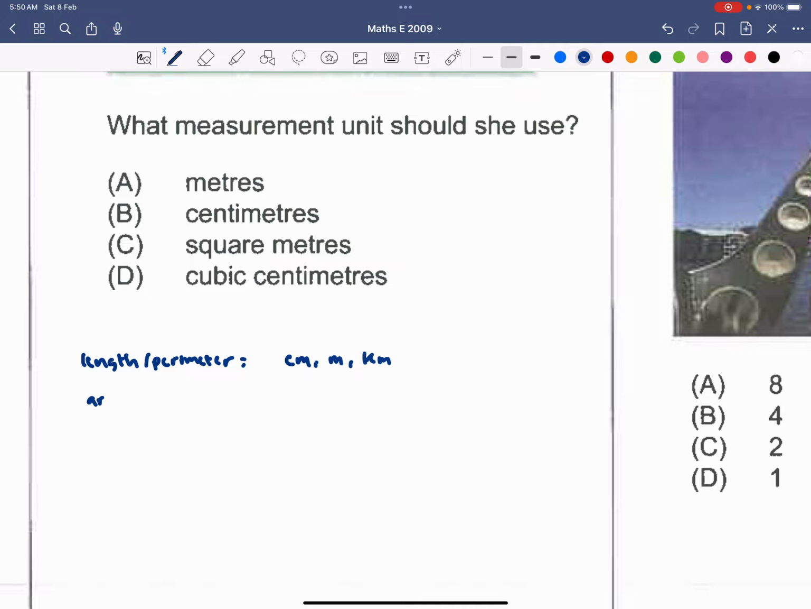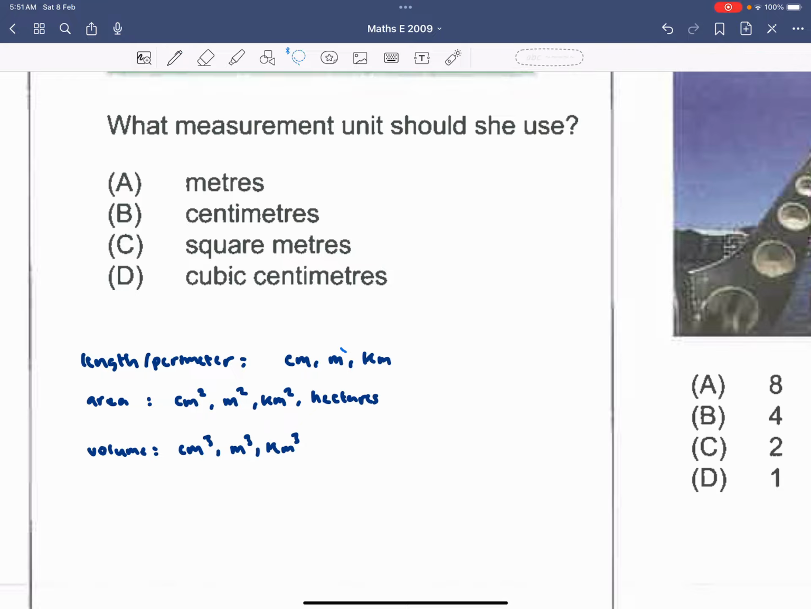Then we have area of a shape. When we have area, we use things like centimeters squared, meters squared, kilometers squared. Later on in the year, we'll even learn this thing called hectares. So these are the metric units of measuring area. And lastly, we have volume. The metric ways of measuring volume are centimeters cubed, meters cubed, kilometers cubed, etc.